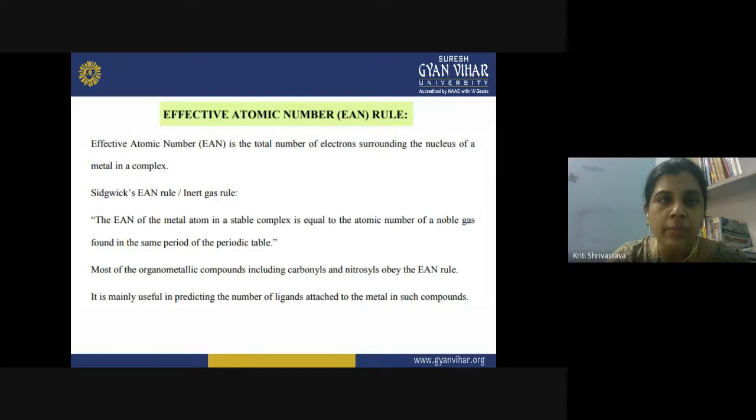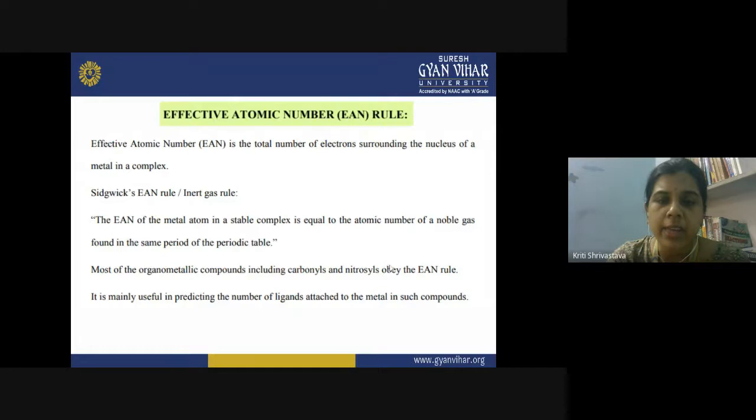So, in this rule, what happens? Most of the organometallic compounds, like carbonyls and nitrosyls, obey the EAN rule. Many of the organometallic compounds obey the effective atomic number rule, and it is mainly useful in predicting the number of ligands attached to the metal in such compounds.